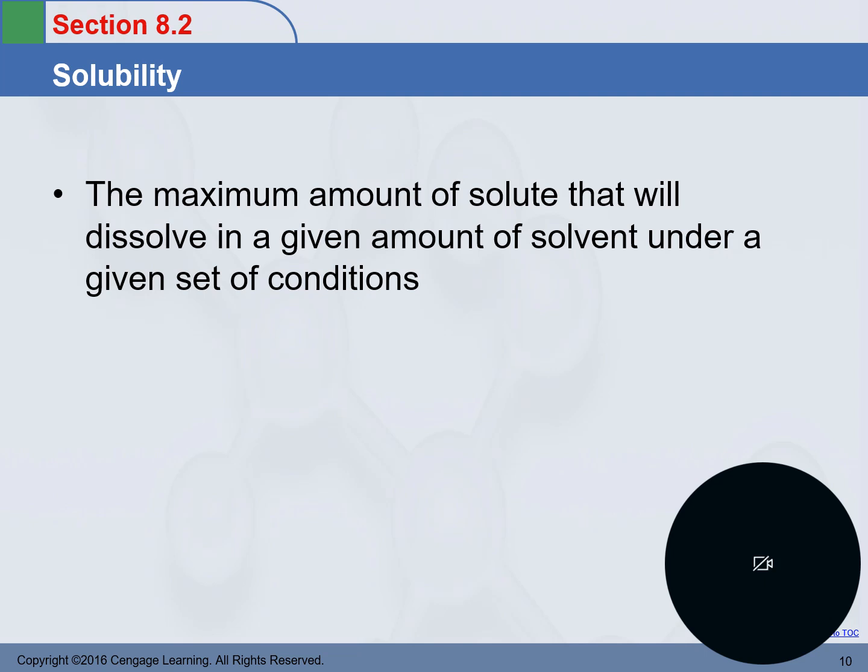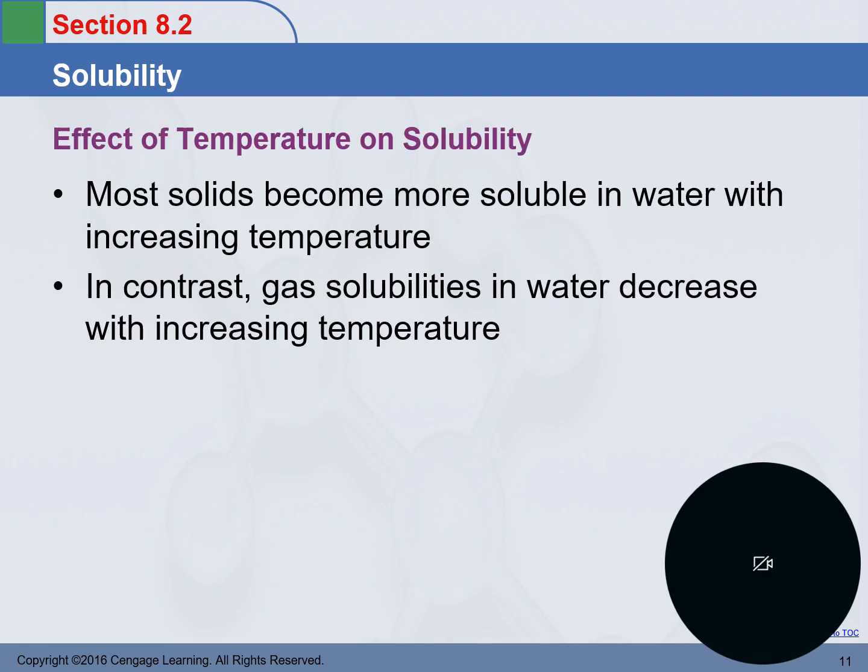Section 8.2 deals with solubility. We're going to look at general factors that affect solute solubility, know the meaning of the terms saturated, unsaturated, and supersaturated, dilute, concentrated, aqueous, and non-aqueous when it's being applied to a solution. Solubility is the maximum amount of solute that will dissolve in a given amount of solvent under a certain set of conditions. There are some things that are going to affect solubility.